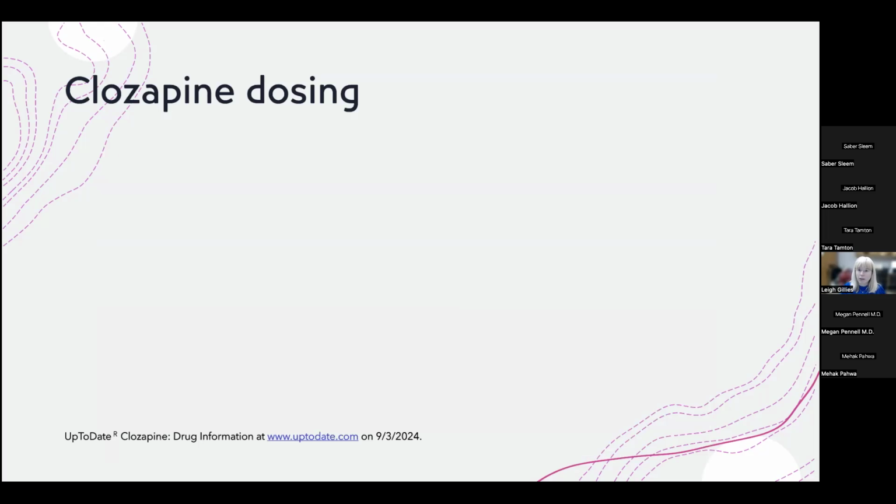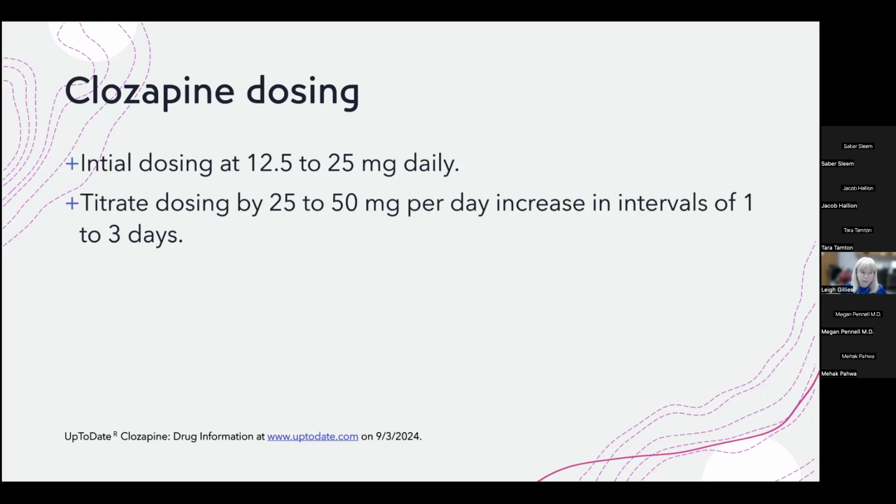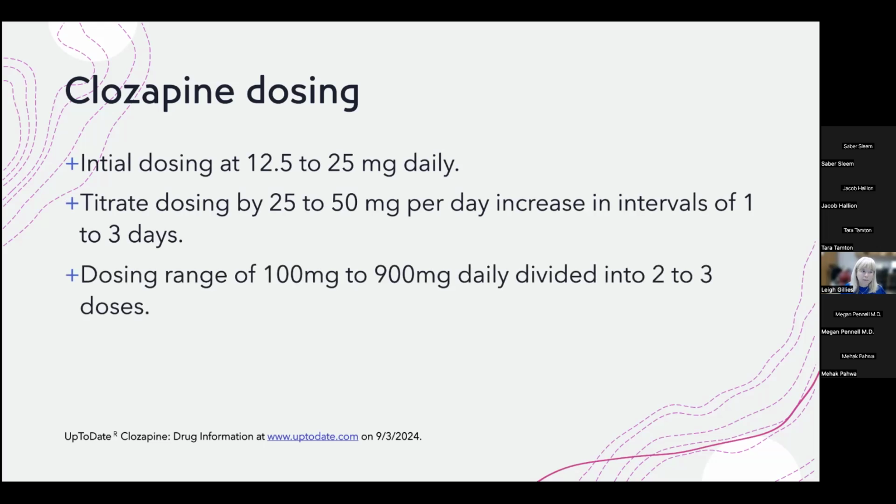All right, we'll get a little bit into dosing and monitoring of clozapine. So initial dosing is generally 12.5 to 25 milligrams daily. And you generally titrate slowly by 25 to 50 milligrams per day. You would increase the dose in intervals of 1 to 3 days. And it's got a wide dosing range. Some of your patients may respond to doses as low as 100 milligrams a day, and some may require dosing as high as 900 milligrams daily, divided into 2 or 3 doses.